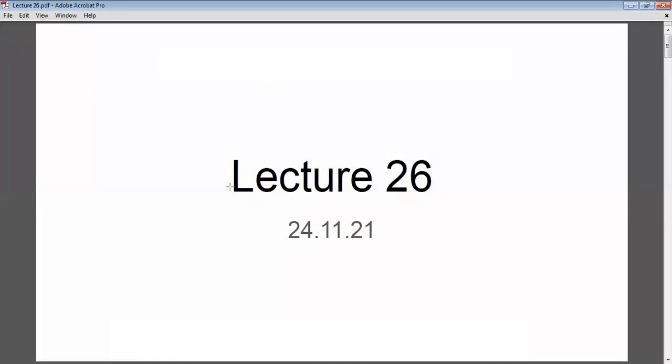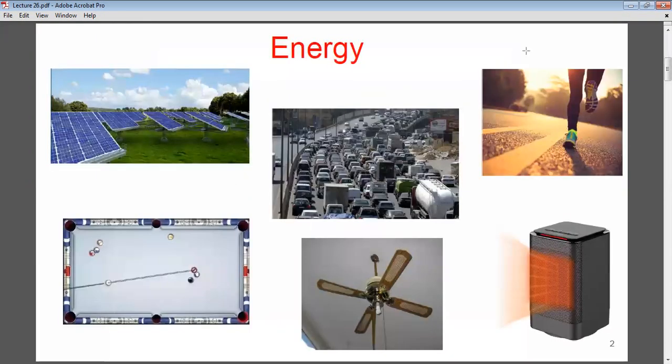In today's lecture, we will be discussing energy because an object cannot move unless it has energy. Let me just give a brief briefing on energy. So there are different types of energies around us.